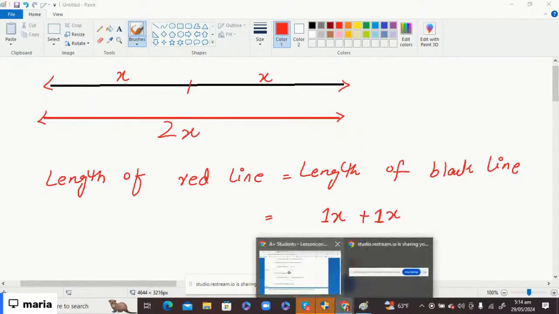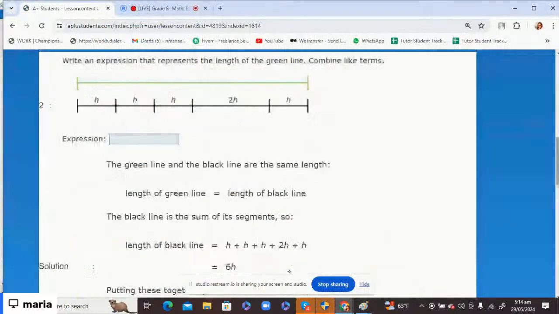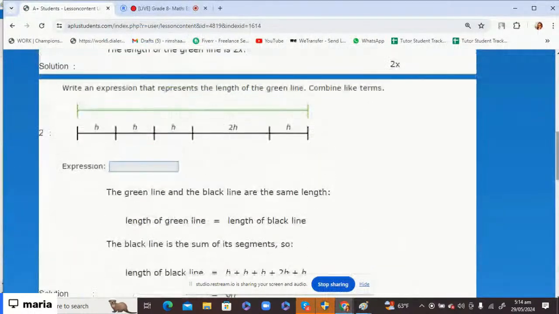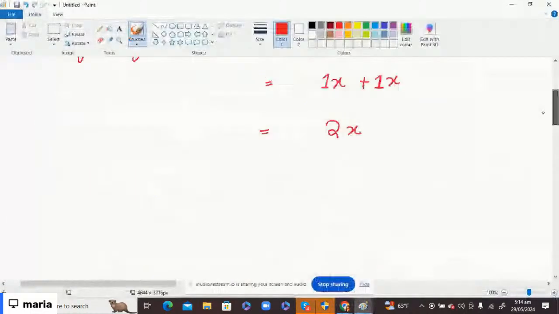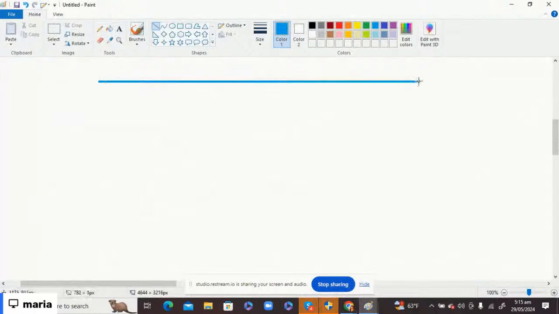Hope you guys understand this one. Let's do the next question, then you will be more clear. Okay. There are two lengths given again. Let's draw. For example, the length of the blue line, we are going to find out the length of this line, and the length of the orange line is given.